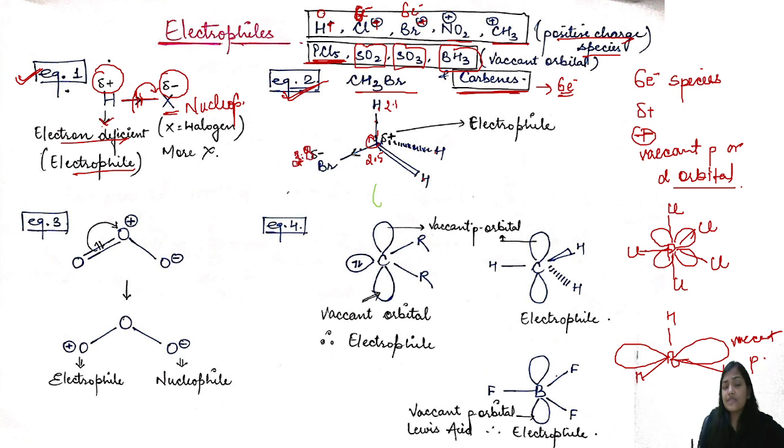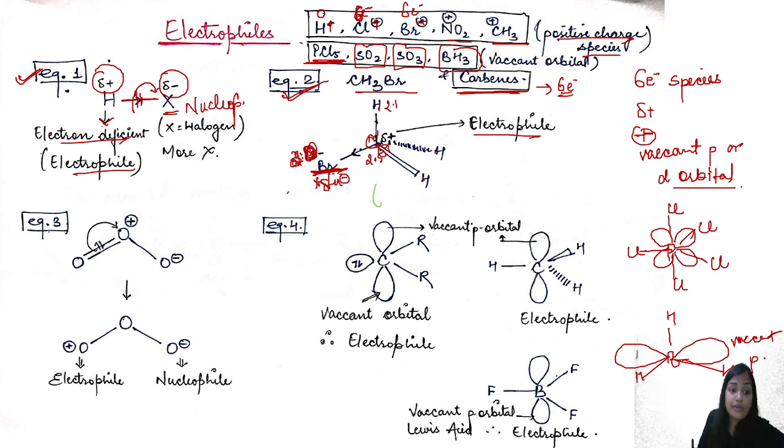So the carbon and the bromine have a larger electronegativity difference, and because of this, the bromine, the halogen, will pull the electron pair, and this will become partial positive and that partial negative. So this partial positive is said to be electrophilic, and this partial negative is said to be nucleophilic in nature. Okay, this is the case for covalent compounds.